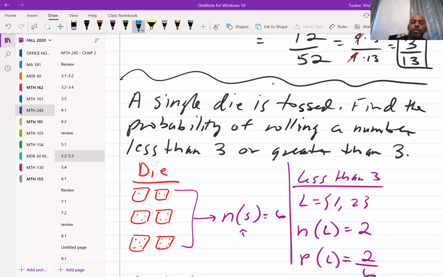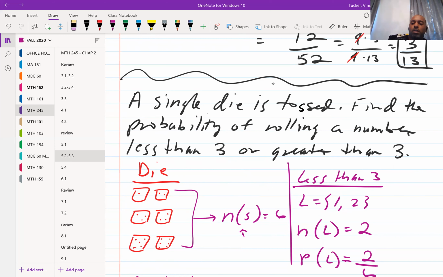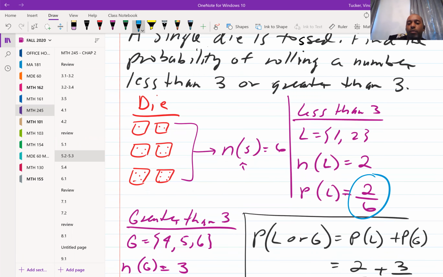So we have 2 events: less than 3, or greater than 3. The numbers that are less than 3 are 1 and 2, so there are only 2 outcomes there. The probability of getting a number less than 3 would be 2 over 6. Remember, our bottom number is our sample space, 6, so that's always our bottom number. So we're talking about a 2 out of 6 chance of getting a number less than 3.